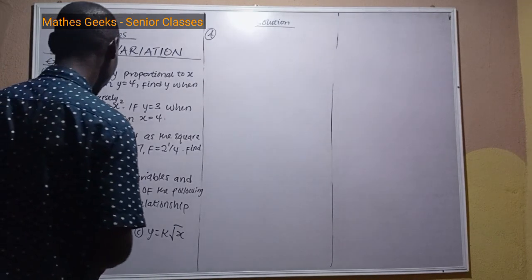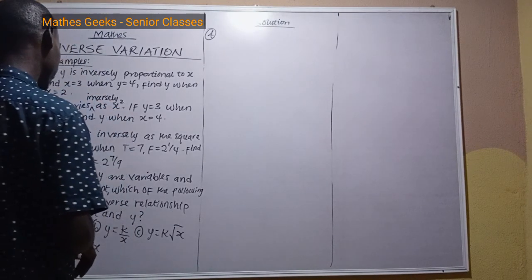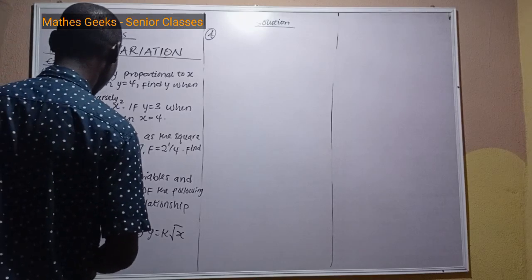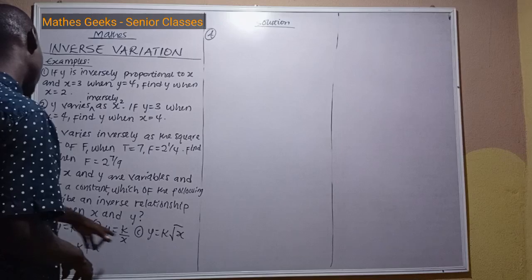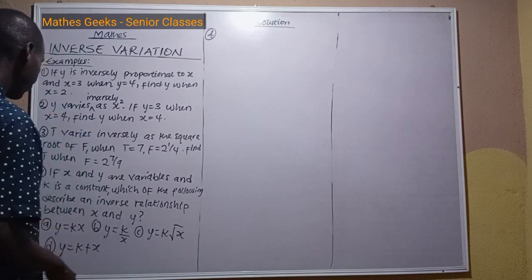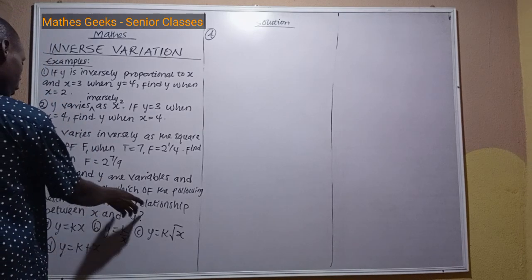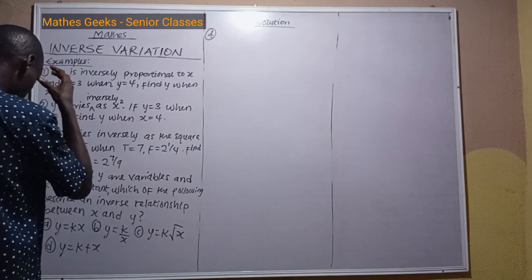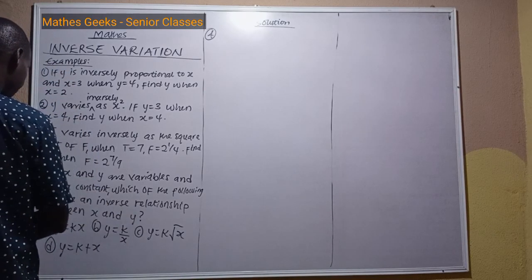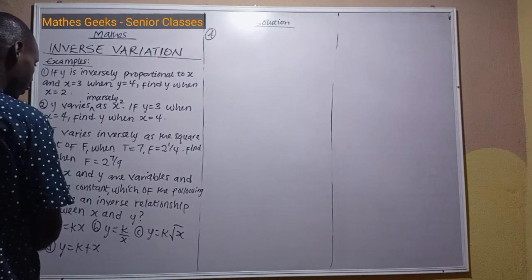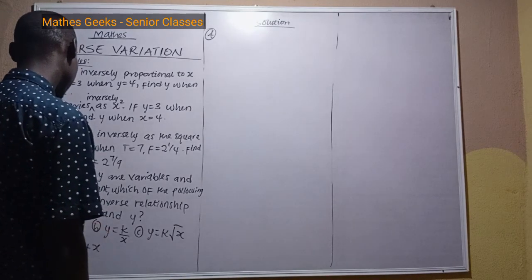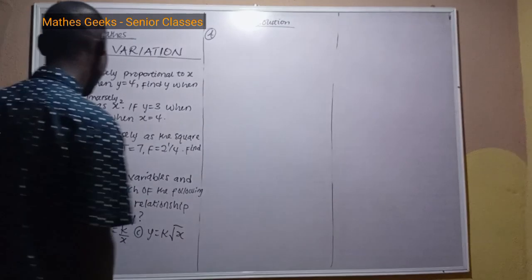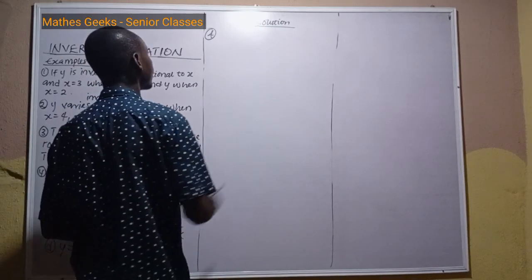If x and y are variables and k is a constant, which of the following describes an inverse relationship between x and y? So we're given these options. Once we're able to describe the inverse relationship between x and y, we have to see which of these options matches the right relationship.